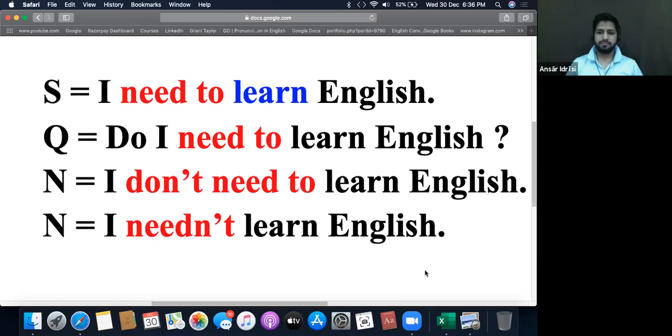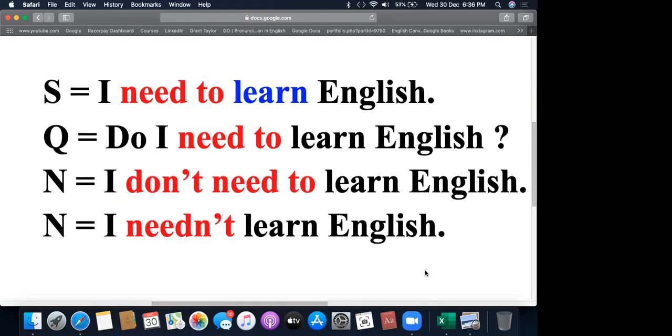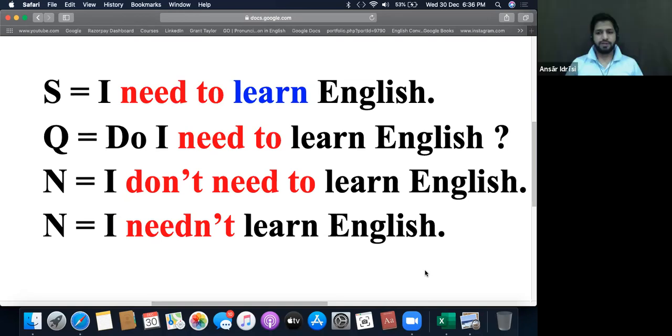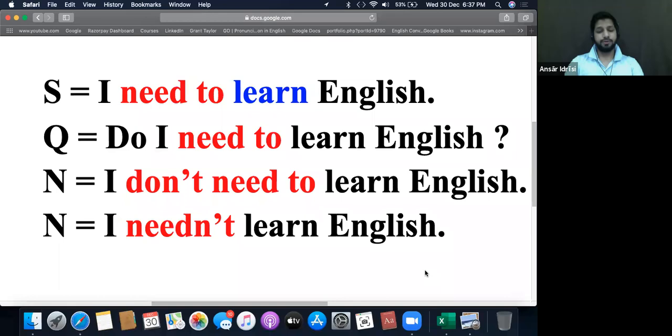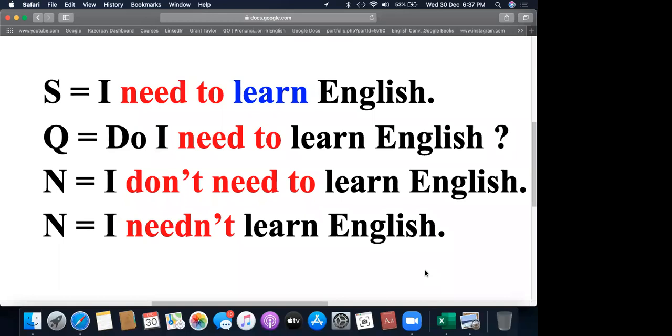Very good. I need to join the gym. Do I need to join the gym? I don't need to join the gym. I need to help them. Do I need to help them? I don't need to help them. Very good. I need to adore my parents. Do I need to adore my parents? I don't need to adore my parents. I need to follow the notice. Do I need to follow the notice? I don't need to follow the notice. Good. I need to give the sections. Do I need to give the sections? I don't need to give the sections. Good.